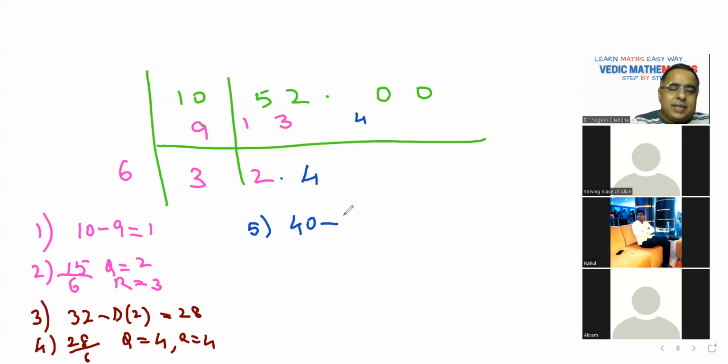Fifth step: 40 minus d of 24. I told you, ignore this dot. The dot is only for the quotient part, not to be taken into calculation. So 2 into 4 is 8, 8 into 2 is 16. So I get 24. Any doubt? No, sir.